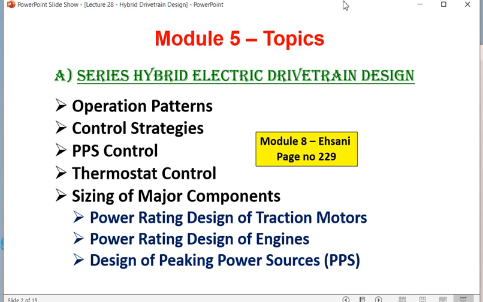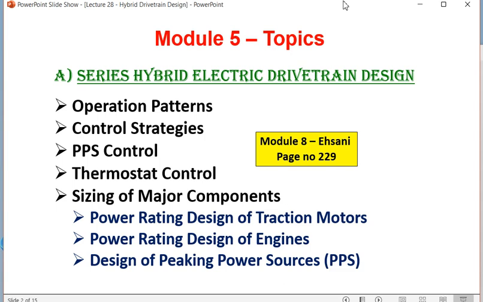We are going to see the control strategies. Under this, there is PPS control and thermostat control. PPS control is a little complex looking graph or characteristic, but it is not difficult. Thermostat control is comparatively easy. And at the last part of this module, we are going to see sizing of major components of this series hybrid electric drivetrain. Under the major components, first there will be the design of traction motors, how to design the power rating, how to set the specifications of traction motors.